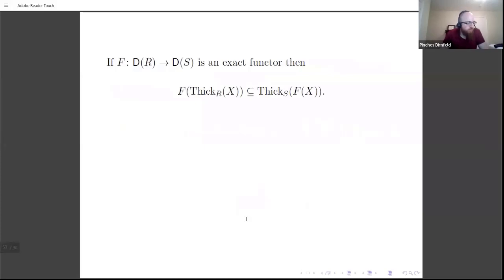So thick subcategories behave nicely under exact functors, and by that I mean if I have an exact functor from the derived category of R to the derived category of S, then the image of the thick subcategory generated by X is contained in the thick subcategory in S that is generated by the image of X.